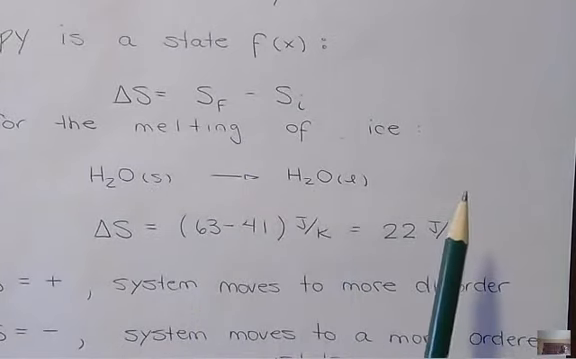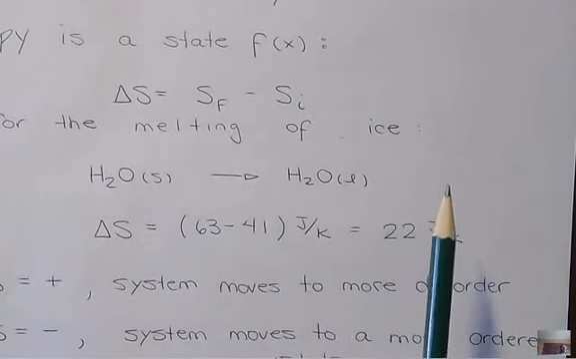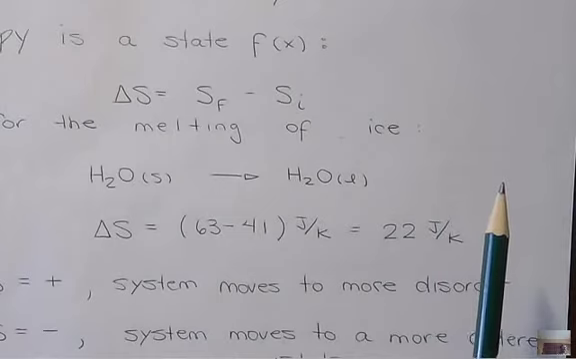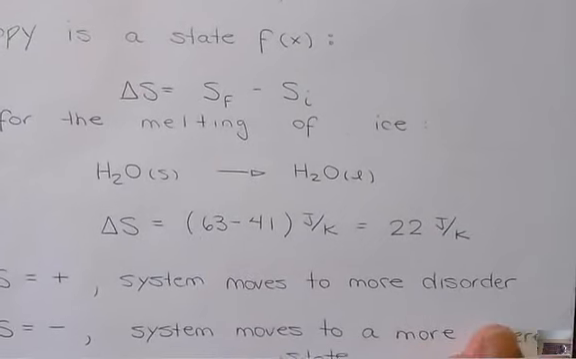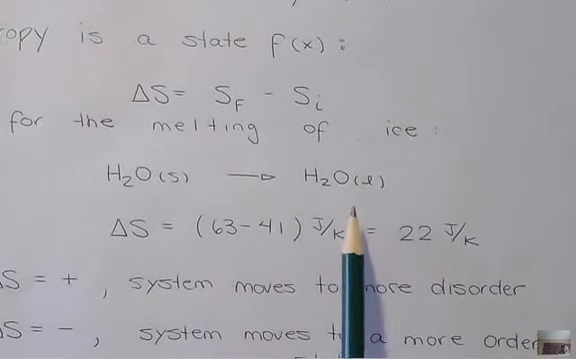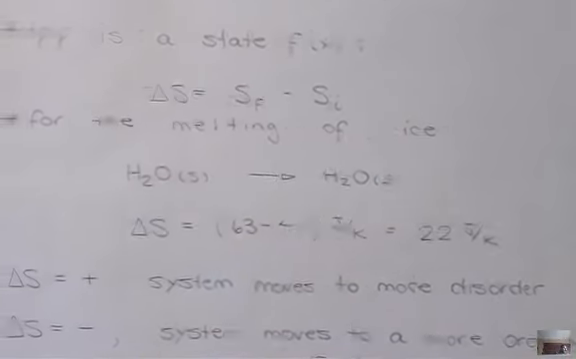If I went one step further to the gas state, I'd expect delta S for that process to also be positive. Going to more disorder is the way nature works, right? And we'll talk about the reason why in a second. So going from the liquid to the gas would also have a positive number.